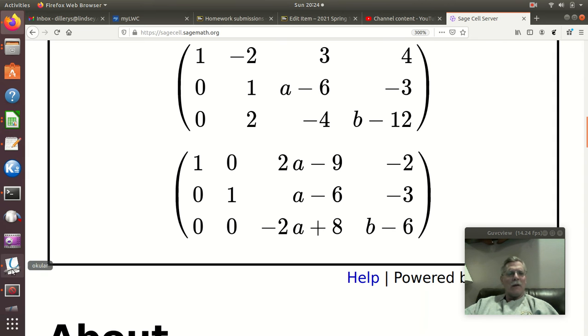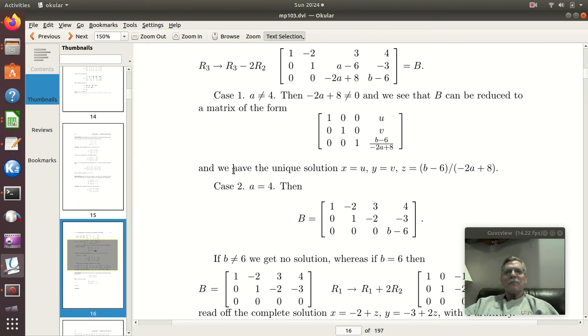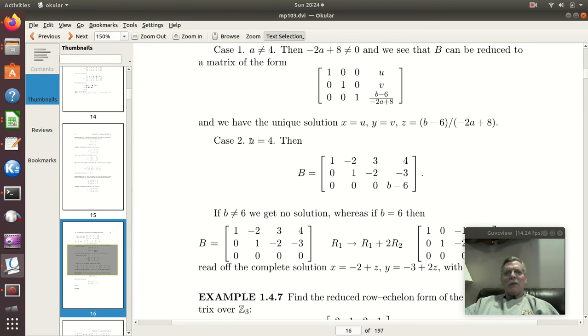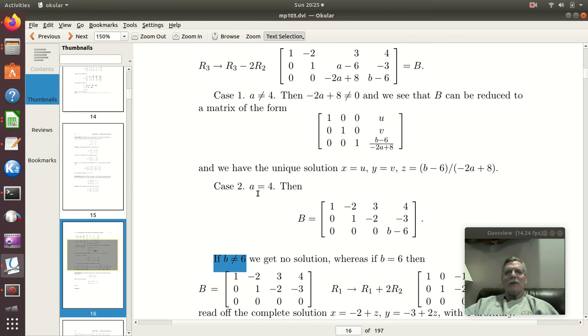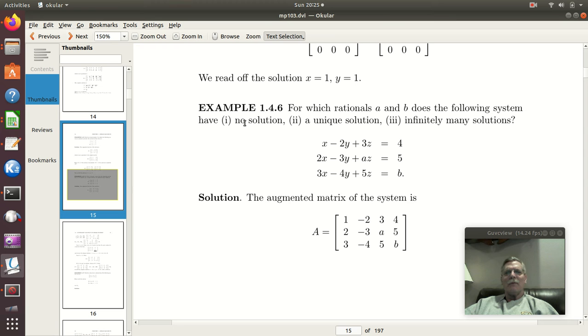And if we go back here and try to find their solution, so here's a equal 4, and then they say if b is not equal to 6 for a equal 4 here, we get no solution. It's inconsistent. So that's the case back here where it says figure out where it's inconsistent. No solution.